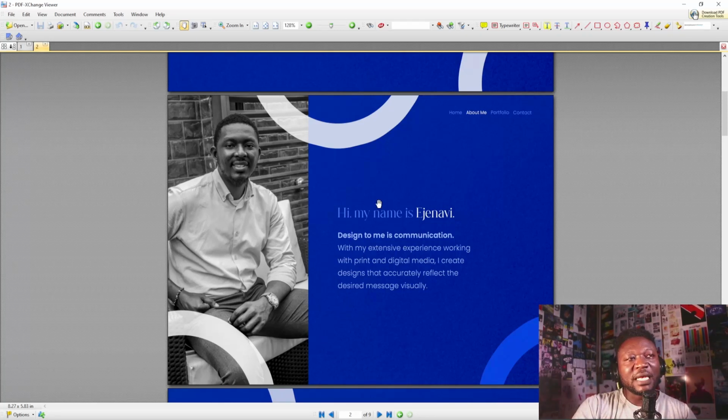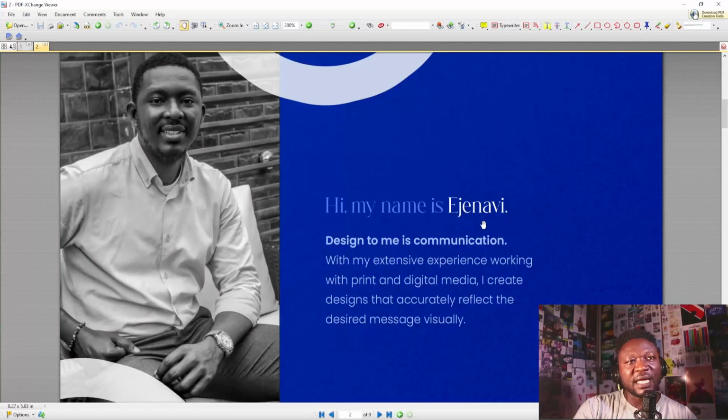All right, and then your color here, Ejanavi, there's a problem. And also the font you use here. Now when you're using a modern type, avoid making it too small, because if I zoom in close now, you realize that this side of my letter V here is slim.